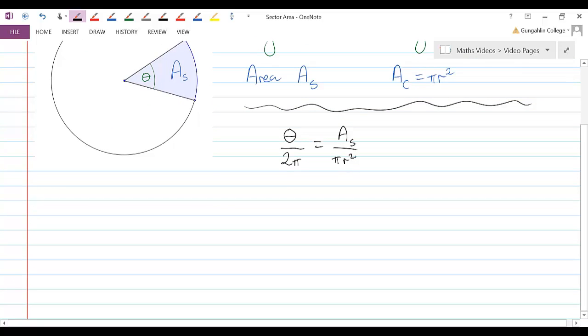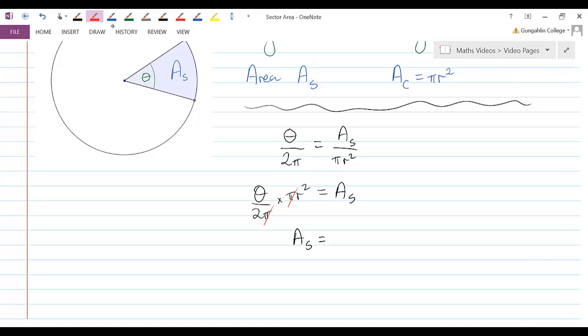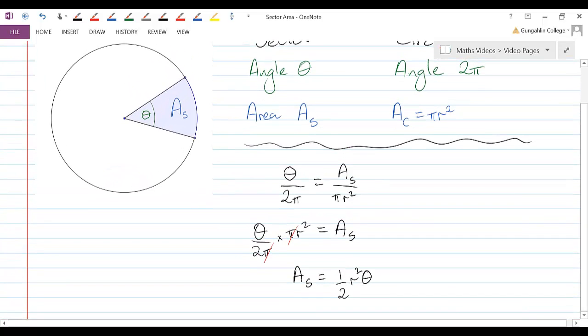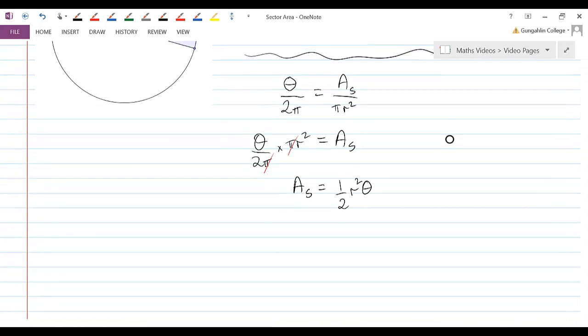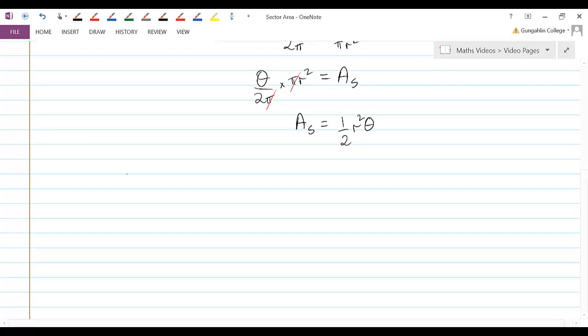What I'm going to do is I'm going to multiply both sides by this pi r squared so that I get theta on 2 pi times pi r squared equals A_S. So the area of a sector is equal to, tidying up this left hand side here, that pi and that pi are going to cancel, and I'll just rearrange that to make it look a bit nicer. It's going to be a half r squared theta, and this is the area of a sector in a full circle.